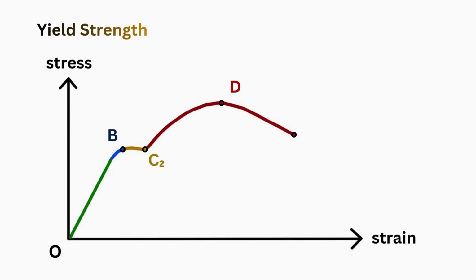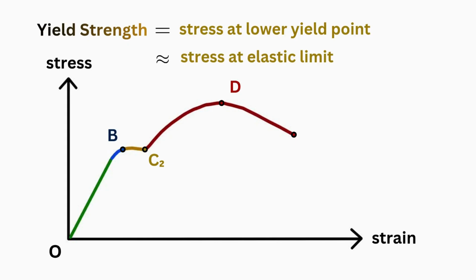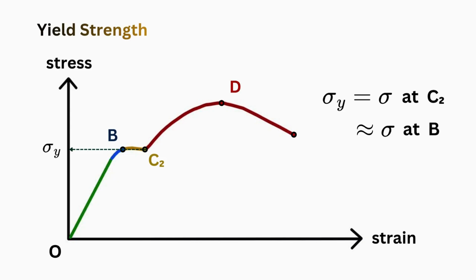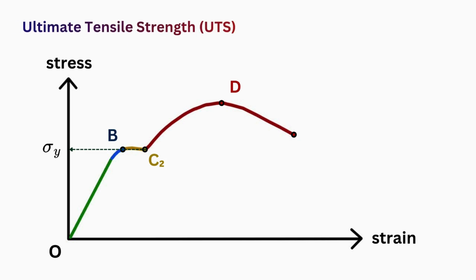Yield strength. In most engineering practice, the lower yield point is taken as the yield strength, because it represents the stable value of stress at which plastic deformation occurs. Stress at the lower yield point is nearly equal to stress at the elastic limit. Yield strength is a critical design parameter. Engineers ensure stresses stay below this to avoid permanent deformation. The ultimate tensile strength is the maximum engineering stress that a material can withstand before failure in a tensile test.